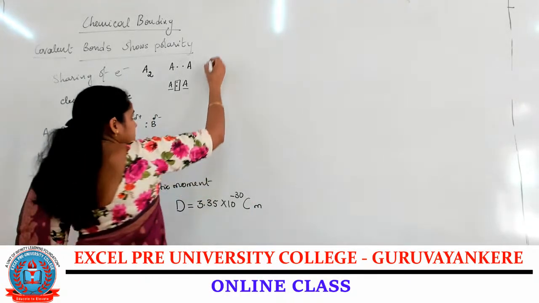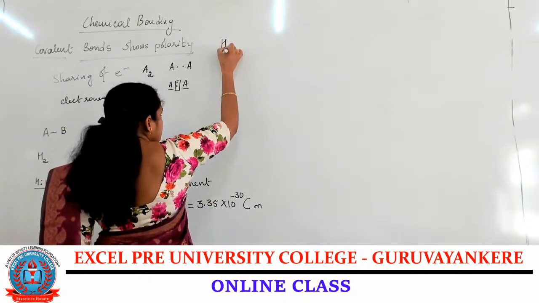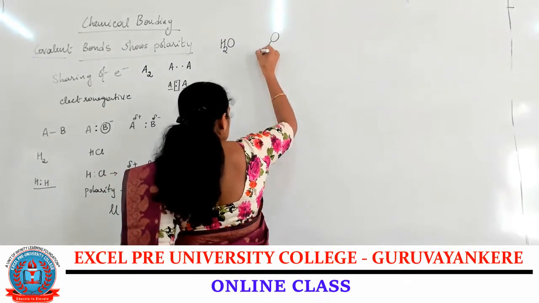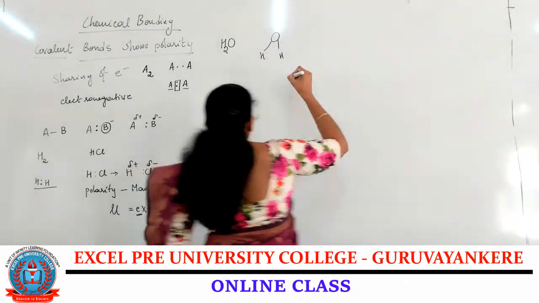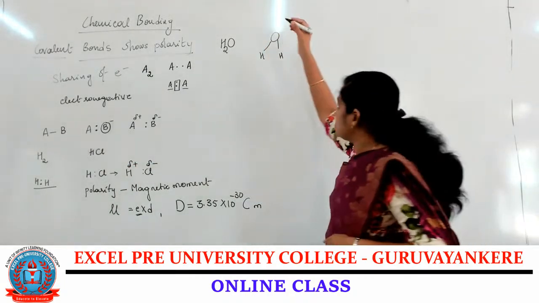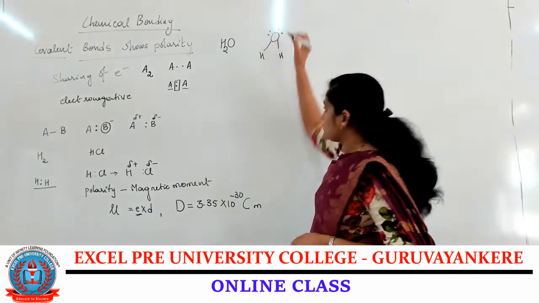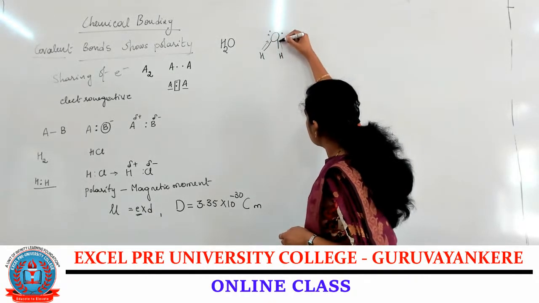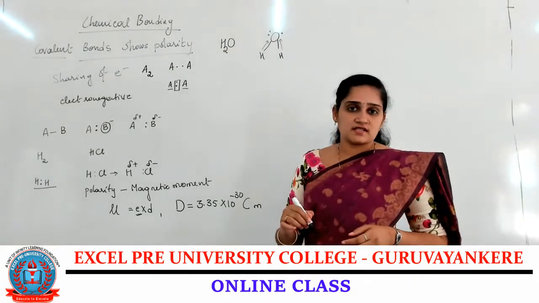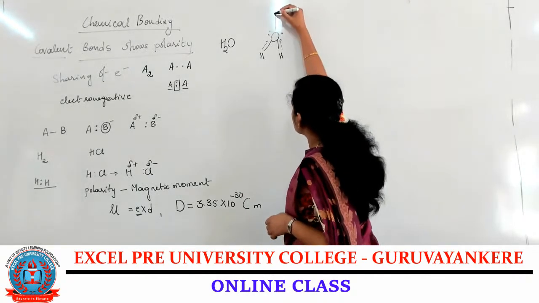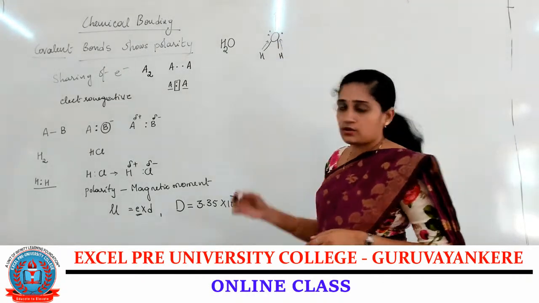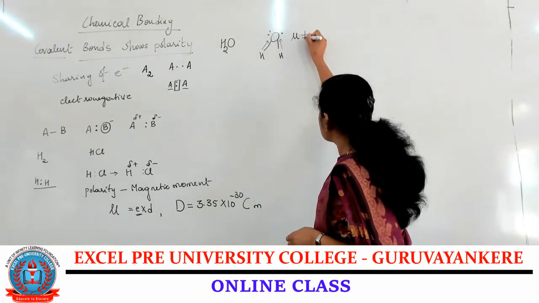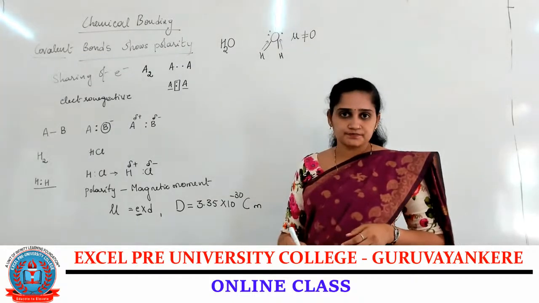Now let me take a few examples. H2O: oxygen is present at the center with two hydrogen atoms, forming a bent structure, with lone pairs of electrons on the oxygen atom. We know that oxygen is the electronegative element, so the shared pairs of electrons get attracted by the oxygen atom. So the net dipole moment is in this direction. For this molecule, the polarity, or the dipole moment, is not equal to 0.